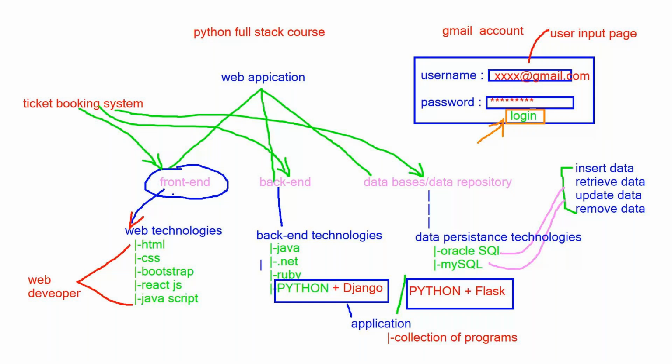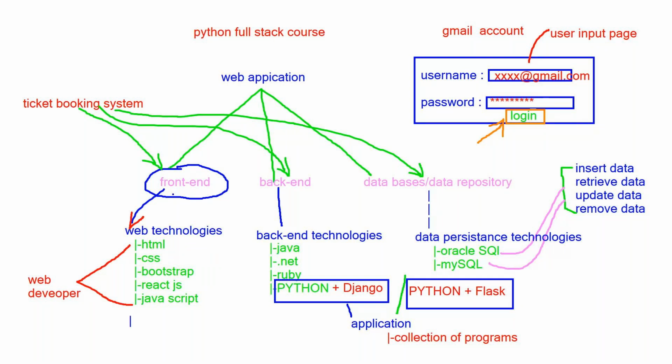To develop a web application, three things are required. These are the web technologies. By using web technologies, we can develop two types of pages. One is a static web resource, the other one is a dynamic web resource.